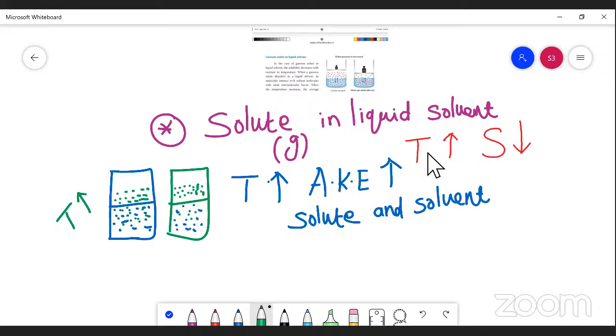When the temperature rises, what happens? The gaseous particles will go away. Why? Because, as I said earlier, the average kinetic energy increases. When the average kinetic energy increases, the binding forces of attraction between the gaseous solute and the liquid solvent become very weak. As a result, solubility decreases. This can be expanded with an activity that we are going to see.